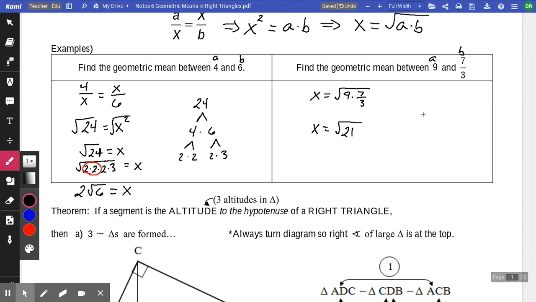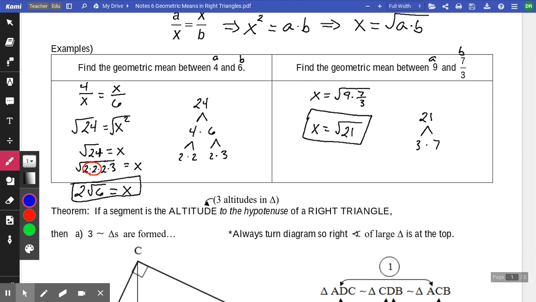And you notice if you try to break 21 down to its prime factorization, you get 3 times 7, which are both prime. So in other words, 21 does not break down any further, and our final result is just going to be the square root of 21 here. So sometimes the square root will simplify, at other times it might not.